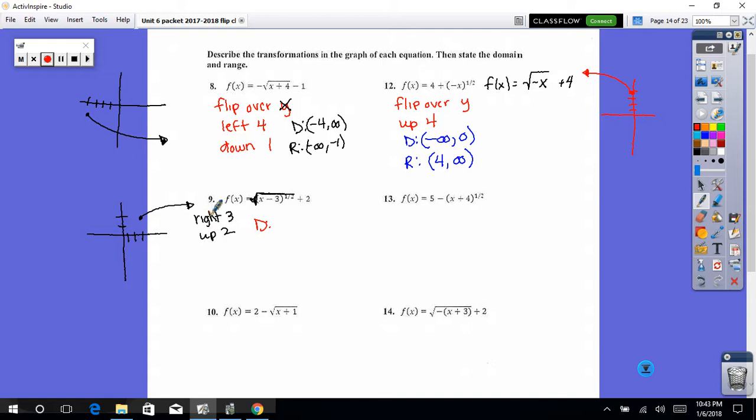Okay, my domain, since I moved to the right 3, my domain is now 3 to infinity. And I went up 2 on my range, so the lowest I will ever get is that positive 2, and the highest is infinity.